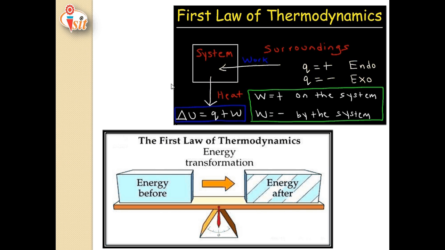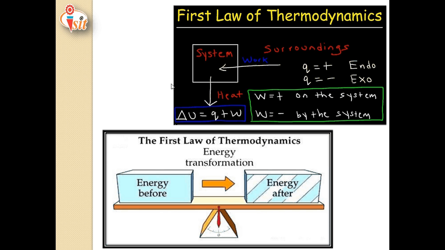First law of thermodynamics. Energy cannot be created nor can it be destroyed, but it can be transformed from one form to another form. That is the statement of the first law. In the second figure it is shown that energy before is equal to energy after. So energy remains the same even after energy transformation. This is nothing but the first law of thermodynamics.